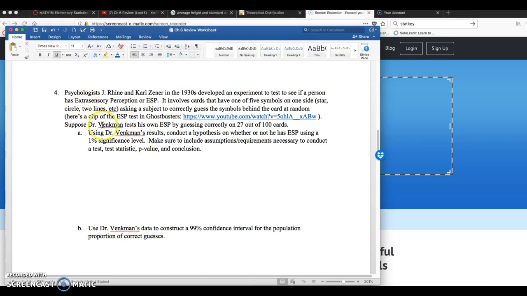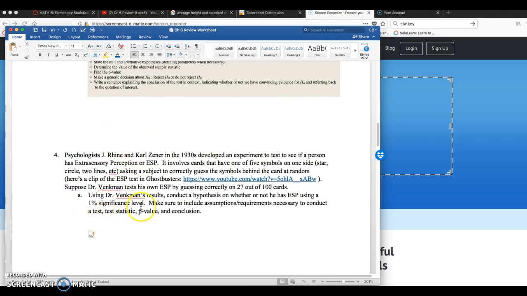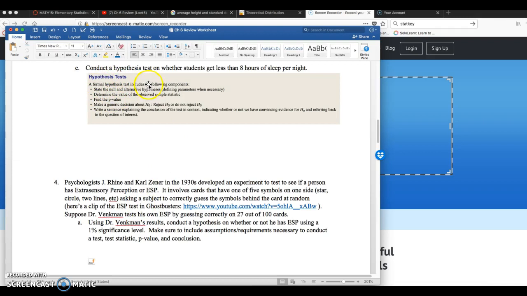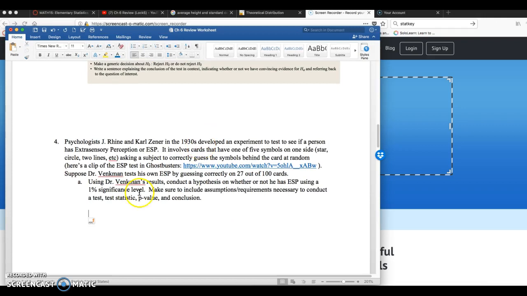But suppose Dr. Venkman tests his own ESP by looking at 100 cards, or someone shows him the back of 100 cards, and he guesses 27 correct out of 100. So we're going to use Dr. Venkman's results, the 27 out of 100, to determine whether he has ESP. So we're going to do a hypothesis test, 99% or 1% significance level. And again, a formal hypothesis test should include the null and alternative hypothesis defining parameters. So I want to do that first.